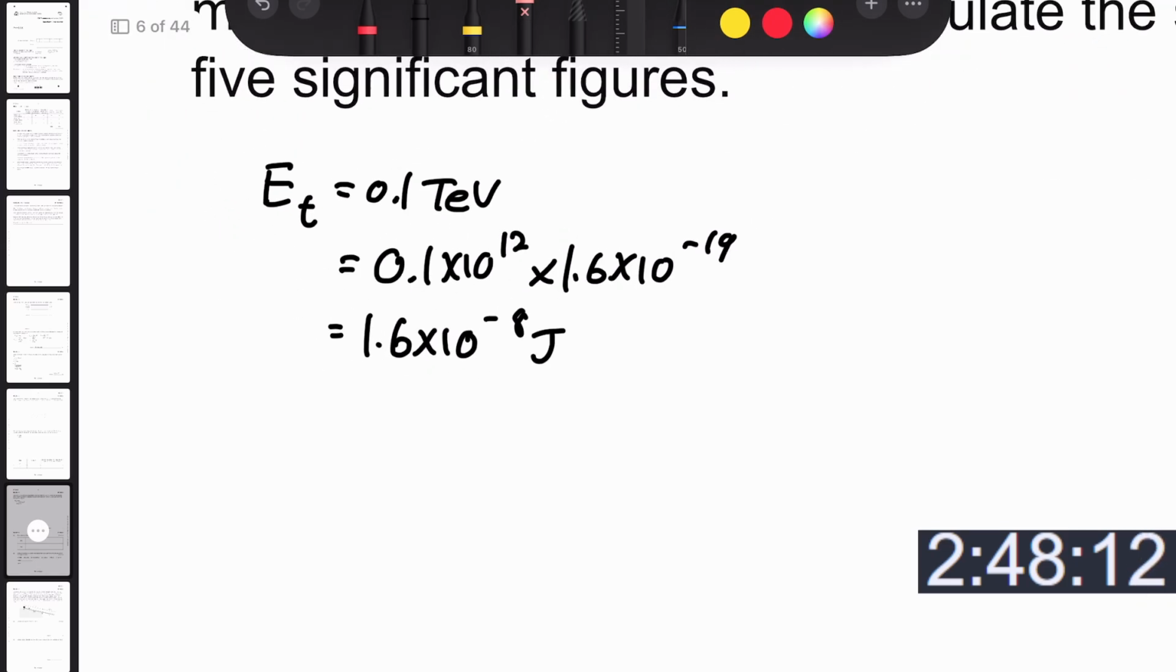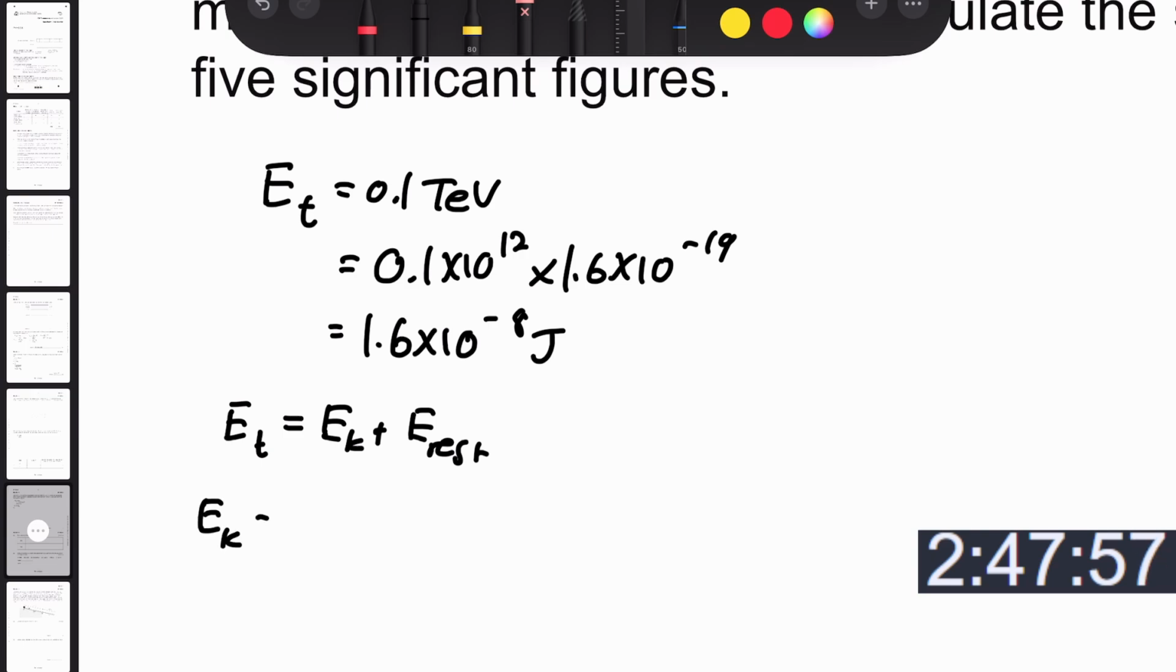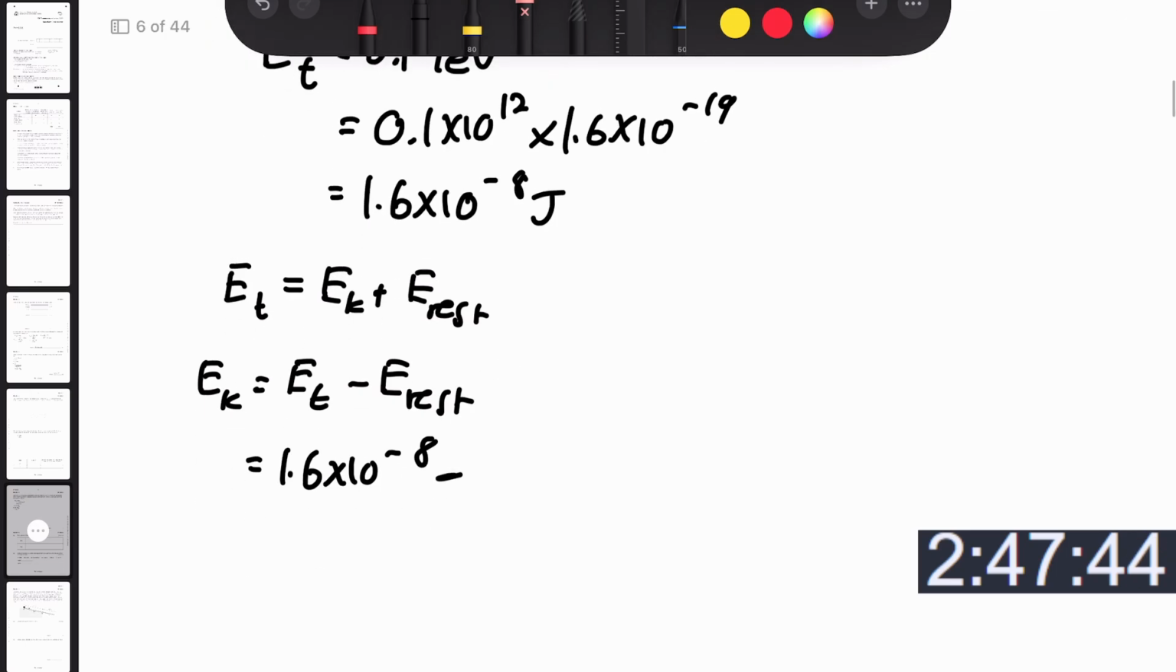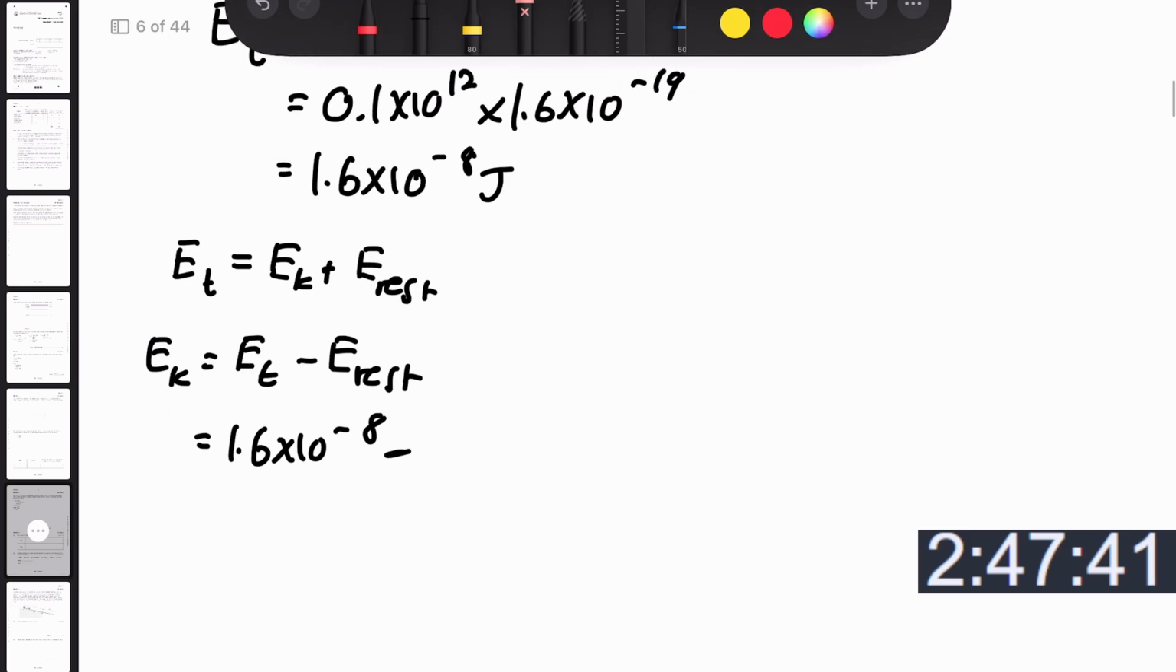Whatever. Okay, so I'm going to say that it's 1.6 times 10 to the negative 8 joules, and then E total equals EK plus E rest. So then EK equals E total minus E rest, which is 1.6 times 10 to the negative 8 minus mc squared.